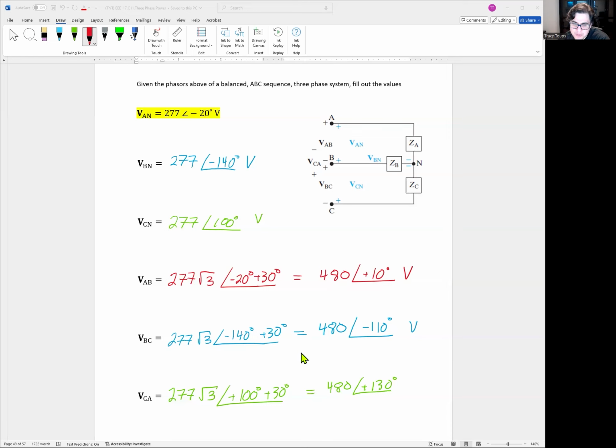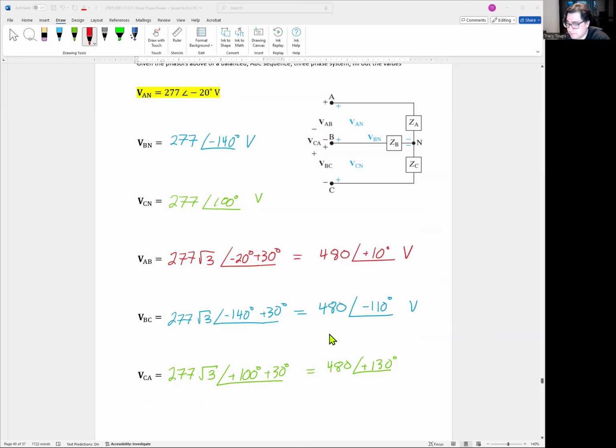Additionally, you could go through and do it one by one with the square root 3 and positive 30 degree phase shift from VAN, VBN and VCN respectively, but you'll get the same numbers at the end of the day. My personal opinion, just find VAN and VBN and VCN, just follow suit. Find VAB, VBC, and VCA, just follow suit. It's just easier that way.